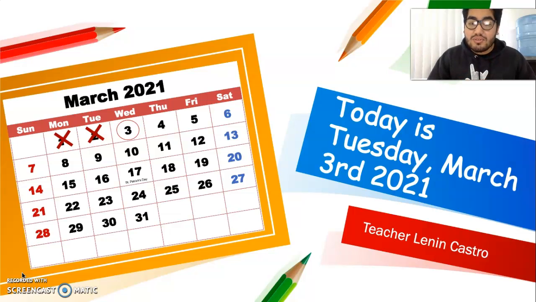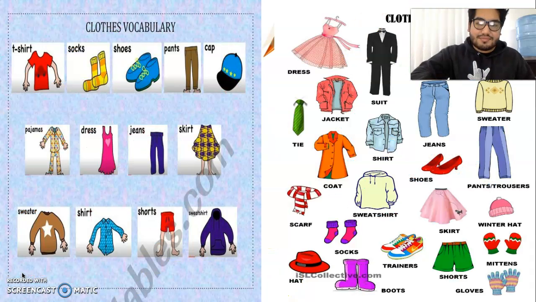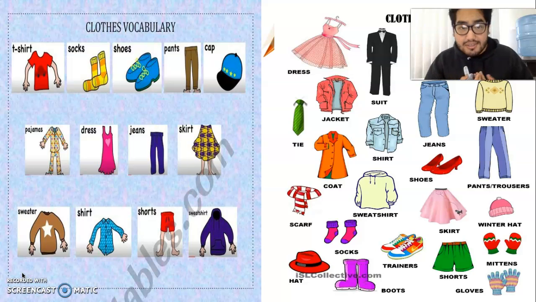Today it's Wednesday, March 3rd, 2021. I made a mistake, I'm sorry. It's Wednesday. So, as you know, yesterday we practiced the clothes vocabulary.